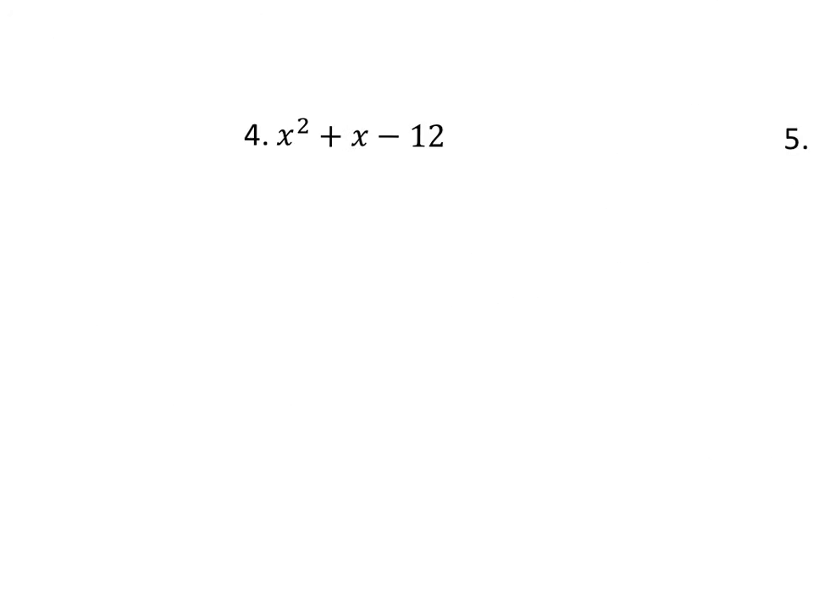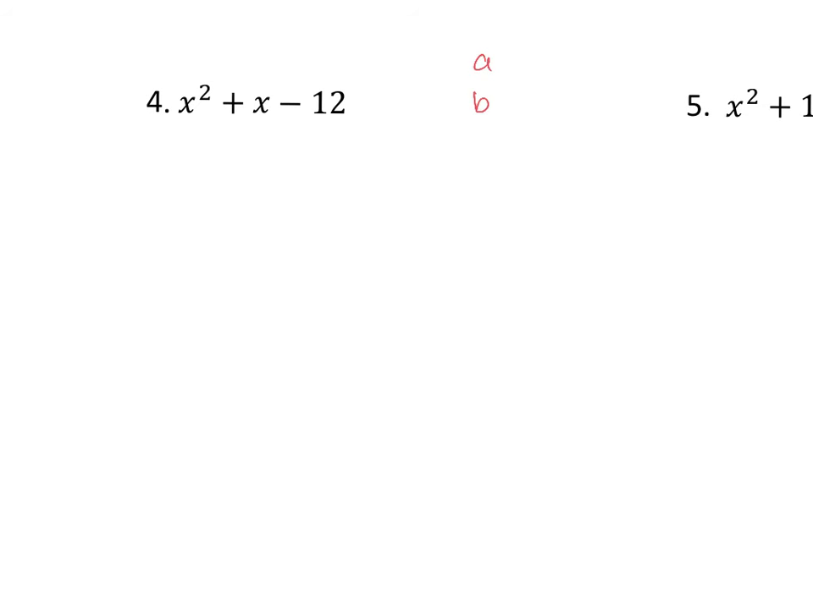All right, on to number 4. Okay? We have identify A, B, and C. A is 1. B is 1. Remember, we could put a 1 in front of x. Okay? And then C equals negative 12. All right? So here, that's my first step.